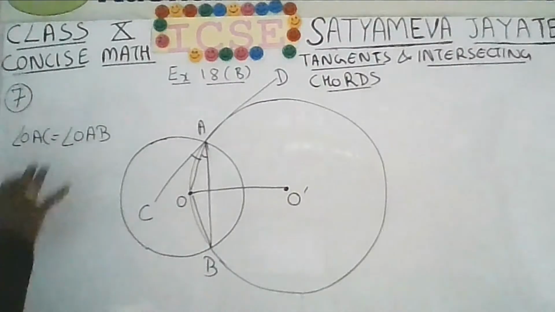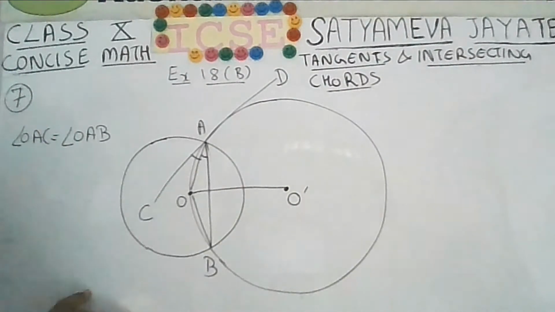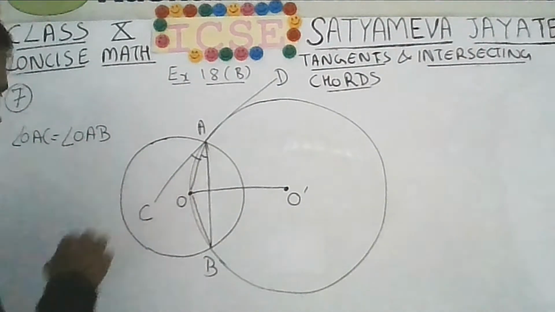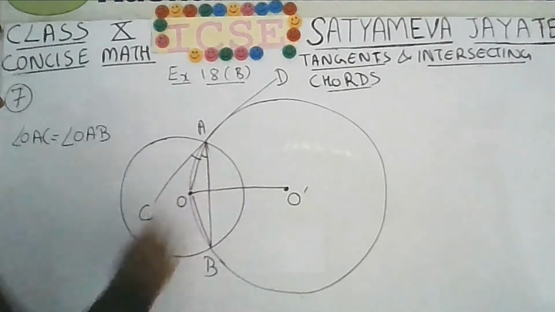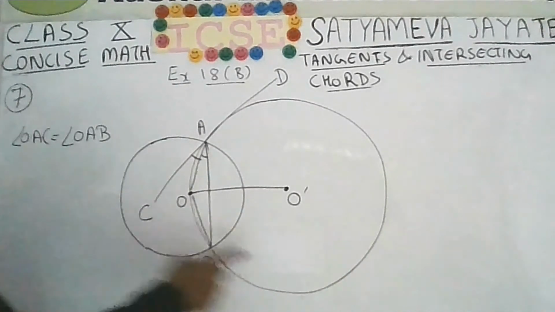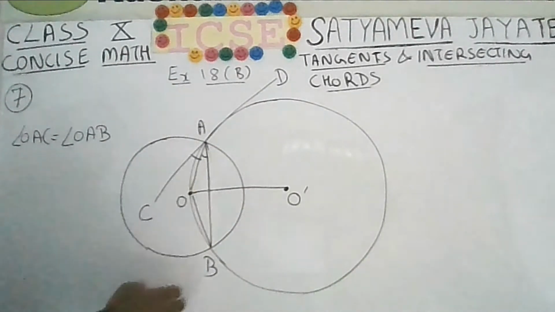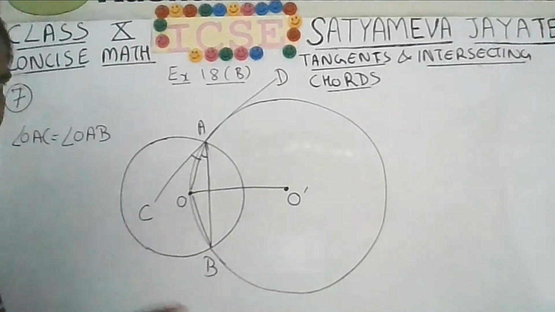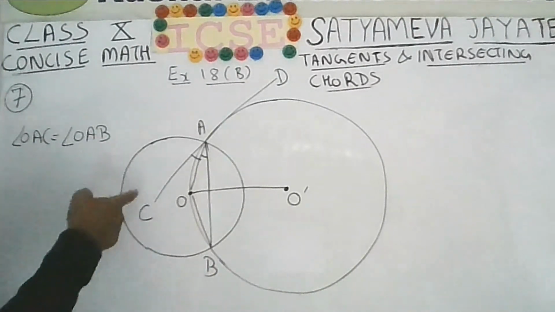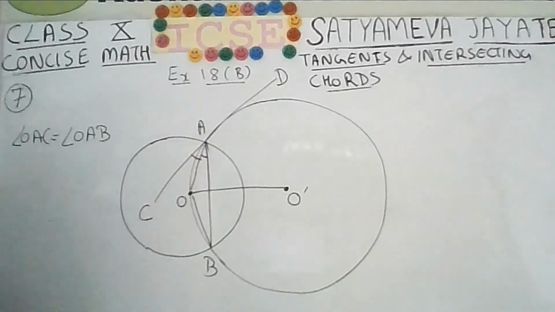So question number 7 is straightforward. They have given the figure. Okay. You can see that there are 2 circles, one smaller and one larger circle. They are intersecting at the points A and B. O and O dash are respectively the centers. Okay. We are having the tangent here, CAD.